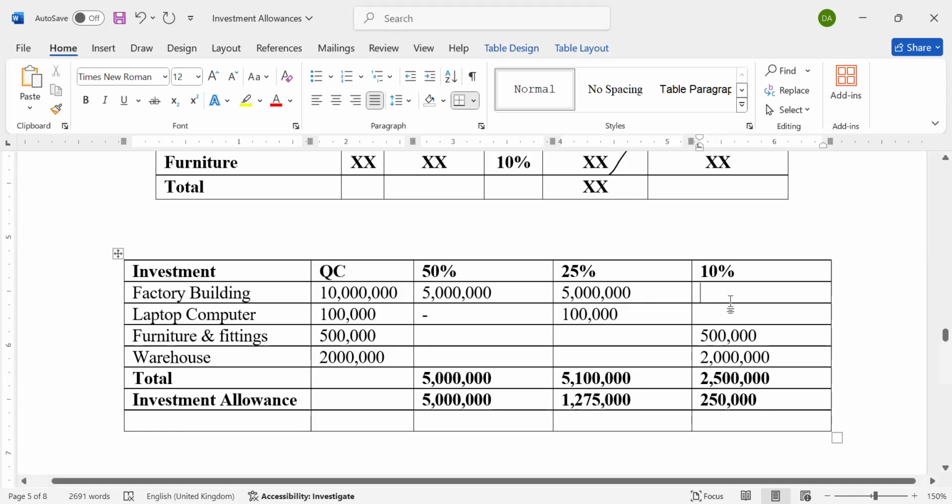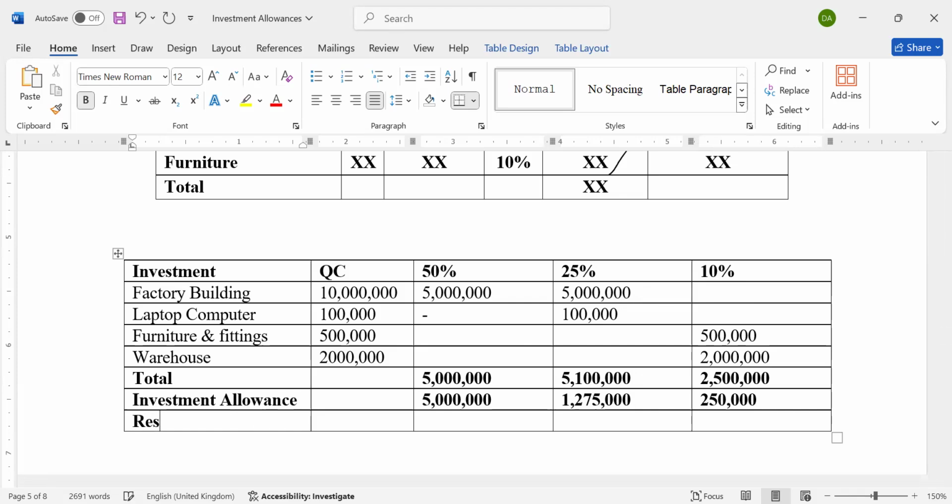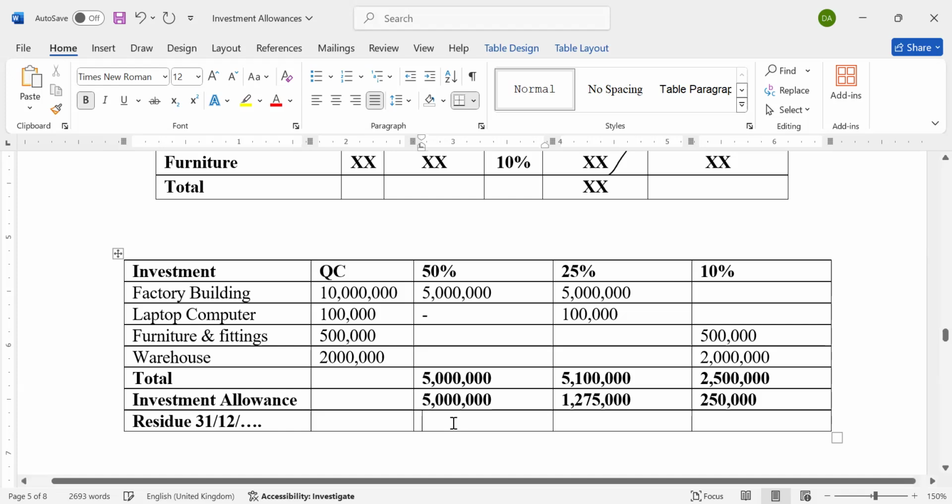Okay, so then that is how this is determined. Now, after determining the investment allowances, what remains here is called residue. Residue at the end of the year. Let's say this is on 31st December, let's say 2023 or whichever day. The residue at the end of the year. In this case, we don't have any residue. Here, we have a residue.